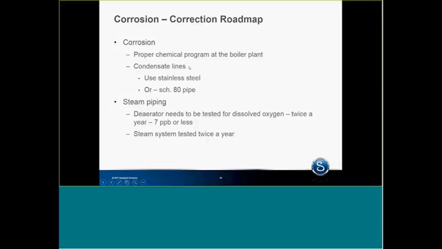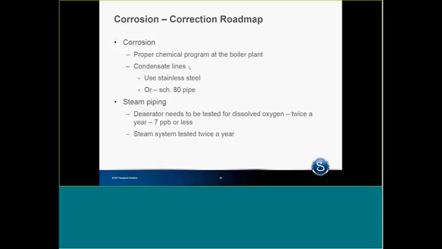So just to go a little bit on the corrosion roadmap, you can inject amines into the steam system, and then just get with the chemical supplier and see what he has available for countering CO2 corrosion. Condensate lines, I really would prefer you use stainless steel, but that's your preference. If you don't, use Schedule 80 piping. Do not use Schedule 40.